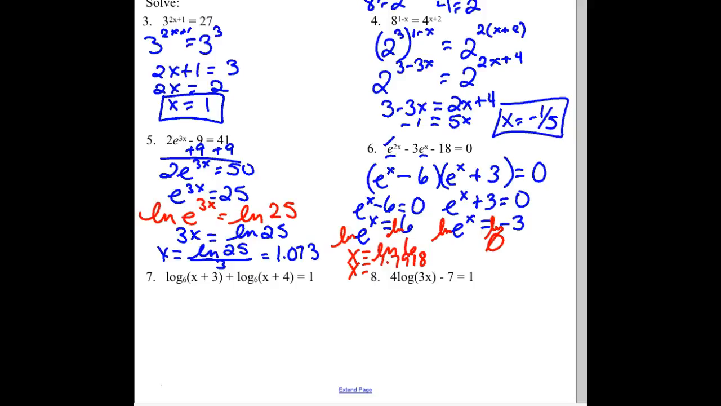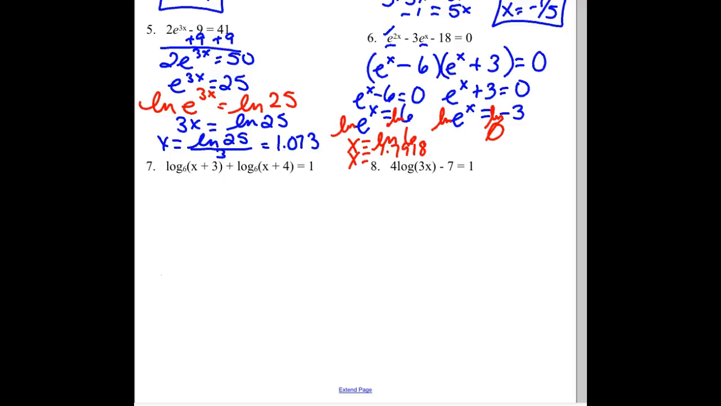All right, question 7 has two separate log pieces. They're both base 6. So the first step to simplify this is to condense it down. When we've talked about condensing before, a positive sign in between two logs means we're adding two logs, which condenses back into multiplication. So this becomes the log base 6 of x plus 3 times x plus 4. And now we can think of it in exponential form. So 6 to the first power has to give us this big expression.